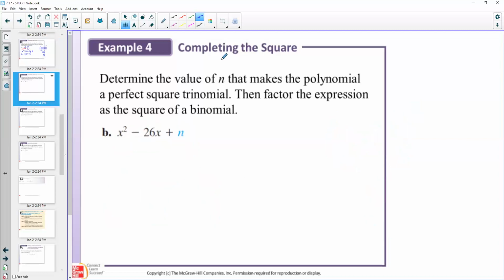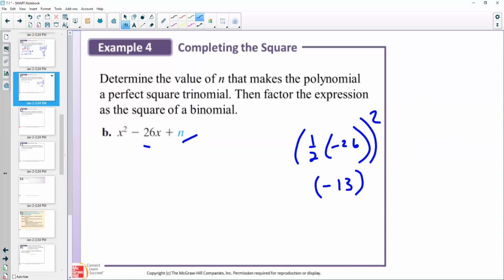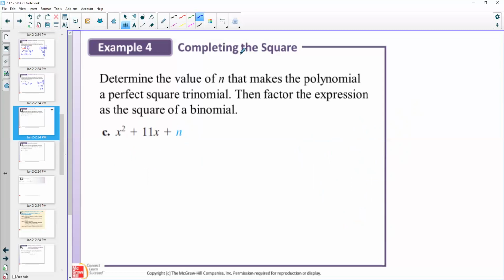I have x squared minus 26x plus that, whatever I'm going to add there. So do the same thing. You take the b value, you multiply it by half. So half of negative 26, then I'm going to square it. Half of negative 26 is negative 13. Negative 13 squared is 169. So my perfect square trinomial here is x squared minus 26x plus 169. Done. That would be my number. Do it again. What are you going to get?